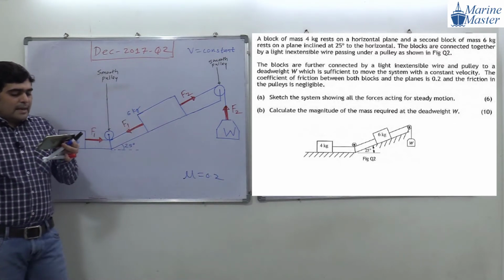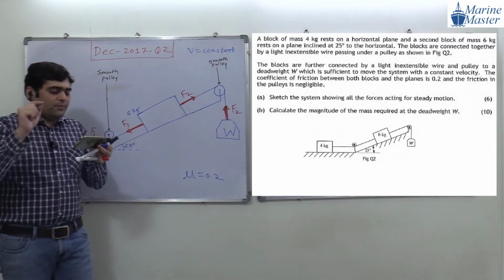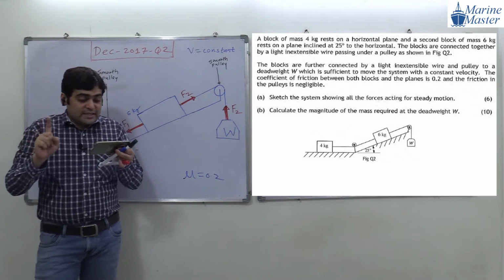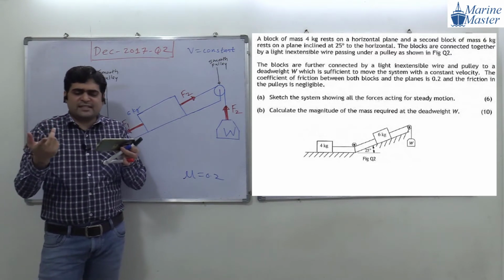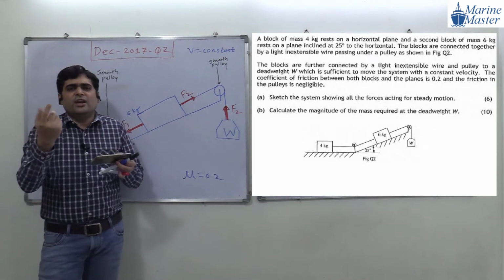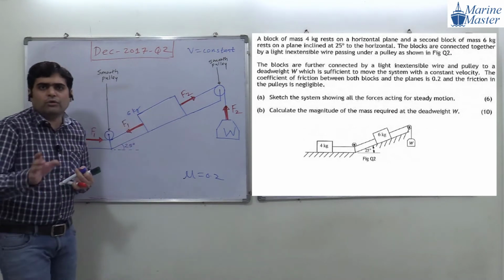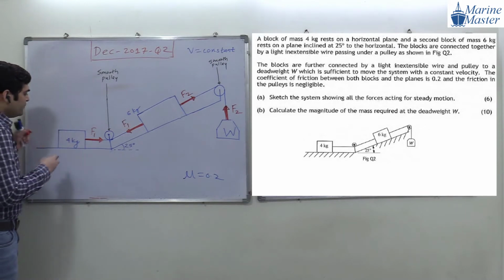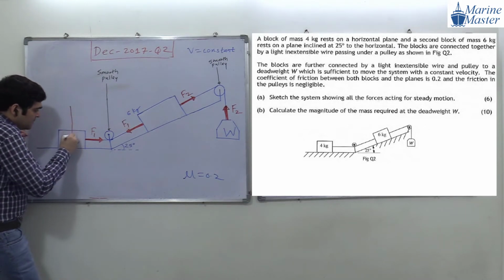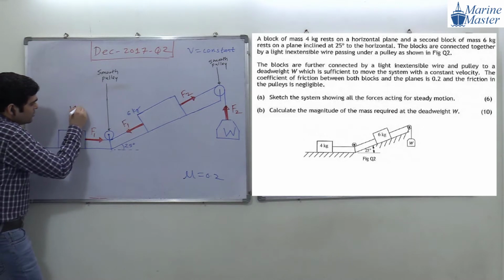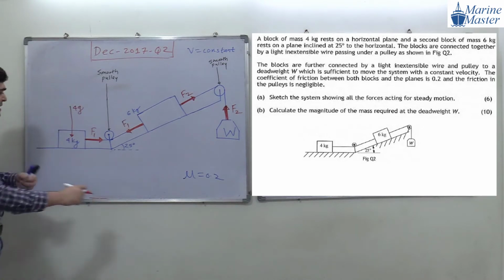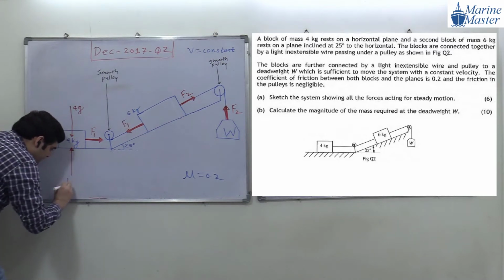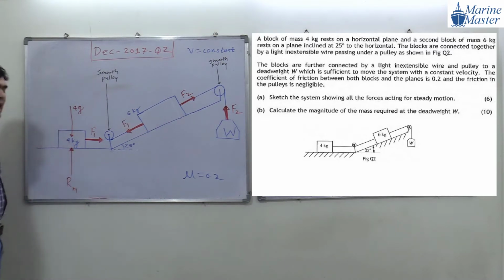What they are asking us in part A: sketch the system showing all the forces acting for a steady motion. Guys, these are the free 6 marks. Just show the forces here. So what are the forces? For the 4 kg mass, its weight will act vertically downward, so its weight is 4g. Then there will be normal reaction, which we will say Rn1.